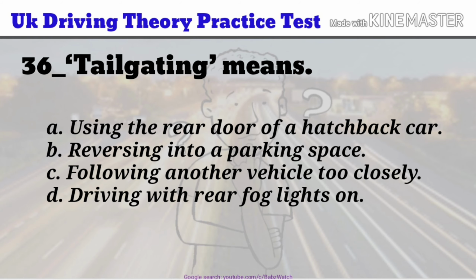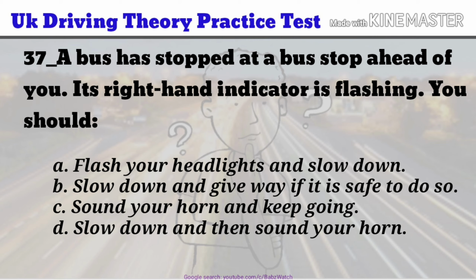UK driving theory practice test question 37 of 50. A bus has stopped at a bus stop ahead of you. Its right-hand indicator is flashing. You should: A. Flash your headlights and slow down. B. Slow down and give way if it is safe to do so. C. Sound your horn and keep going. D. Slow down and then sound your horn. The correct answer is B.